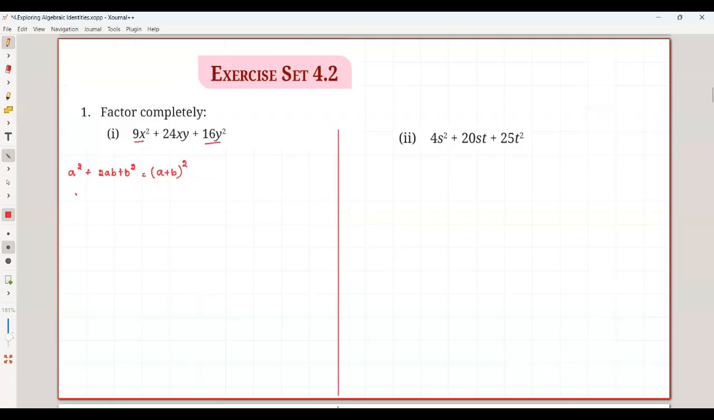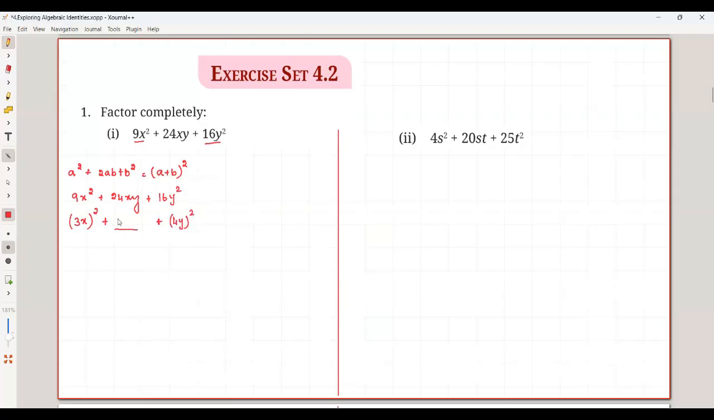Now the question is given: 9x square plus 24xy plus 16y square. We should not take a as 9x the whole square. No, we have to write it in the form of a the whole square. 9x square can be written as 3x the whole square. Leave the middle term blank first. First we found a square. Next, find the b value. b is 4y. 4y the whole square: 4 square is 16, and y square is there.